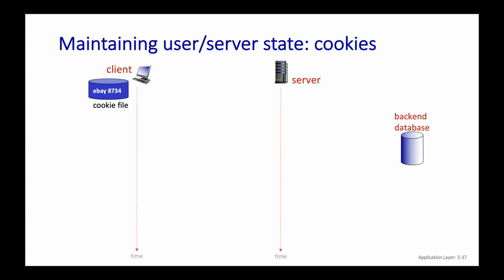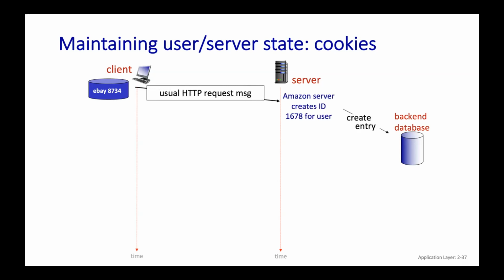So when the client will begin, it will have an empty cookie file, and you can actually clear all the cookies. अपने browser में जाके सारी cookies clear कर सकते हैं. So this client will send a request to the server. The first request that it sends to the server will be the normal HTTP request. कोई cookie उसमें included नहीं होगी. It sent the normal HTTP request to the Amazon server.